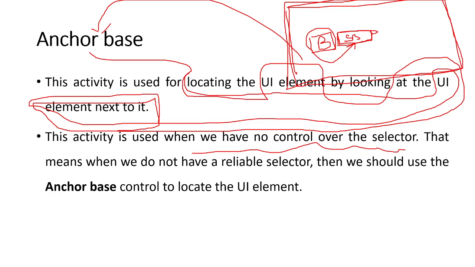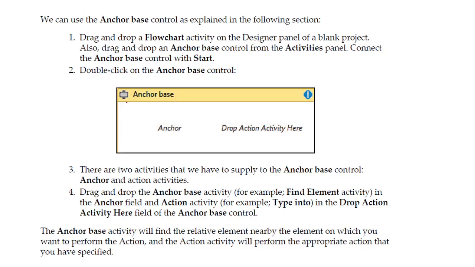No control, in the sense, means you don't know the exact or complete information for finding that particular search box. In those cases, you can go ahead with an Anchor Base. Okay, clear? Then we should use Anchor Base, as the author is telling. So this is how the Anchor Base activity will look.